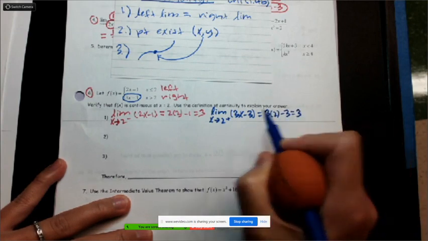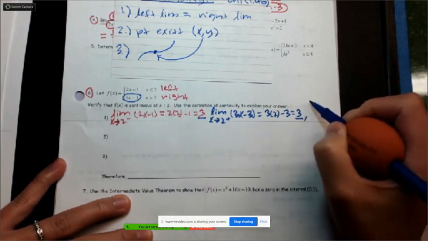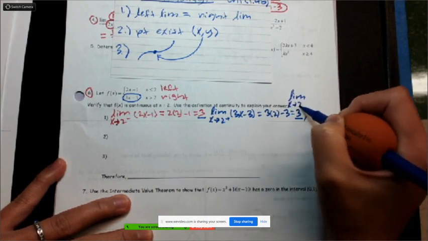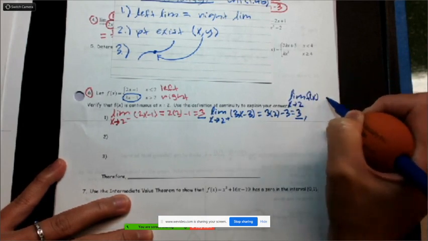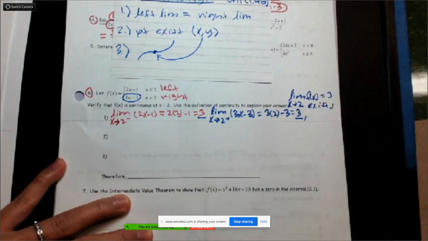3. And now that I have the same piece, we know the limit does exist. And the way to write this down will be, I'm going to write up here: limit as x approaches 2 in general of the function is equal to 3. And you'll write, yes, it does exist.